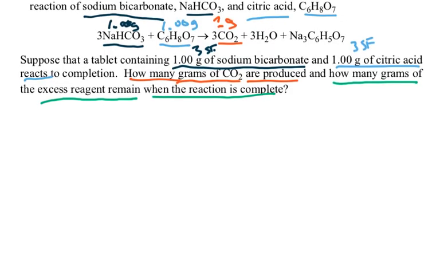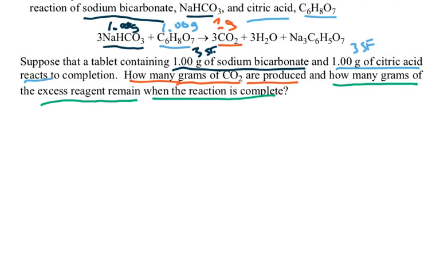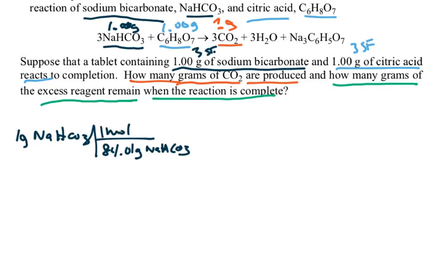We're going to do that in this problem. We're going to do that right here. Okay? 3 sig figs. We're going to start. 1 gram NaHCO3. Okay? 3 sig figs. I'm not going to worry about 1.00. 84.01 grams NaHCO3, 1 mole NaHCO3.